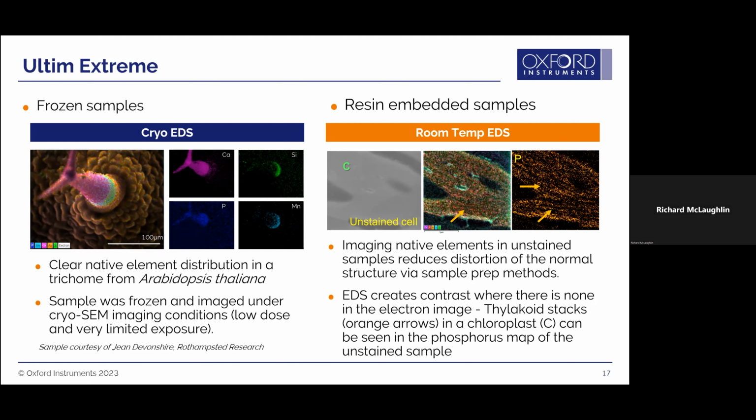On the right, we have another biological sample. This time it's plotting the actual structures of a sample embedded in resin. And we can actually plot structures based on phosphorus and other elements. If you take a look at that sample under secondary or even backscatter, you wouldn't see those structures. You would have to use the EDS to actually see them.